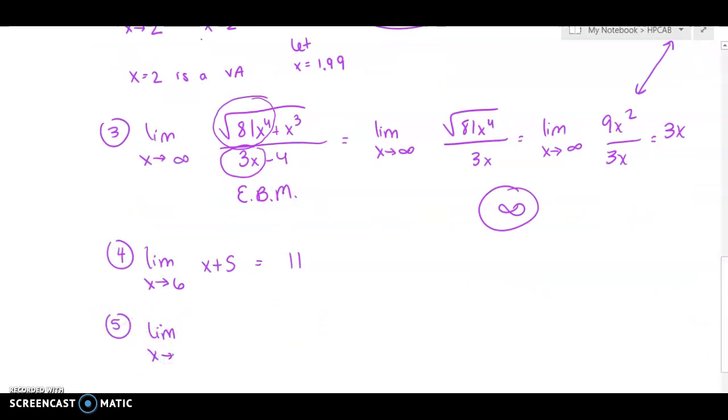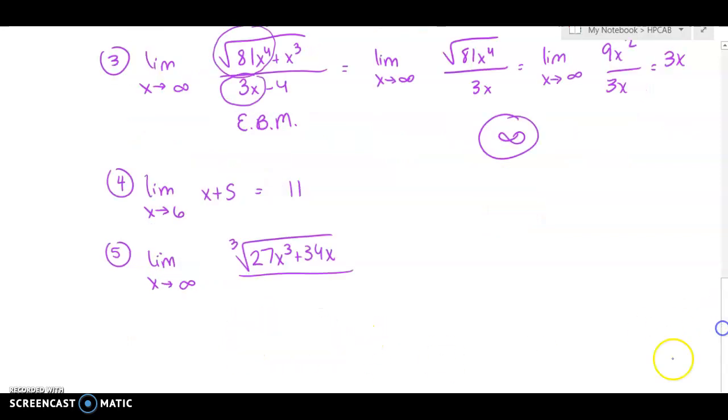If you have something like the limit as x approaches infinity of, let's say you have the cube root of 27x cubed plus 34x all over 4 plus 9x squared plus 10x. All right, so for something like this, again, it's approaching infinity. You're going to want to look at the end behavior model. The end behavior is going to deal with the highest degree in the numerator and the denominator.